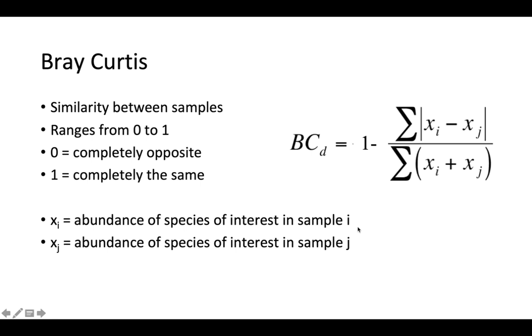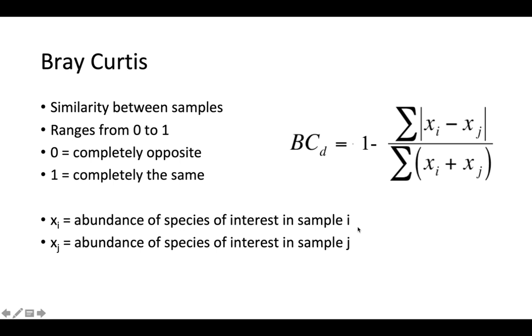So how do we actually calculate these two metrics? Let's start with Bray-Curtis. Bray-Curtis measures the similarity between samples, and it ranges from 0 to 1. So like I was saying a moment ago, 1 means two samples are very, very similar to each other, or completely the same, which makes sense. You compare a sample to itself, it should be completely the same.